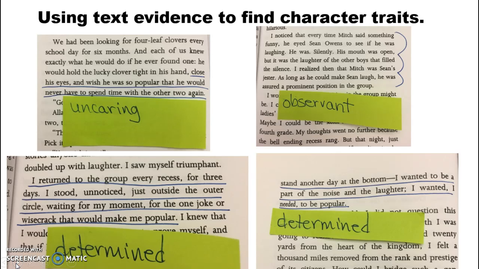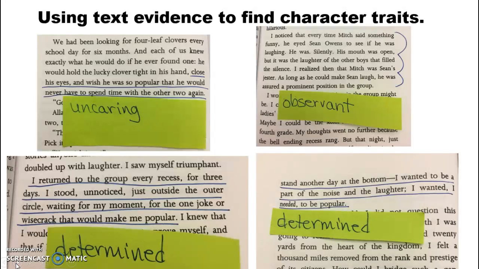So how do we decide what character traits a character has? One of the ways to do that is to use text evidence. So there are some excerpts here on this screen that show sections of our mentor text we've been reading in class, Popularity. And the character Will, who we know has been thinking about how he can move from being with the very unpopular Allens and picking 4-leaf clovers at recess to joining the popular kids on the playground.